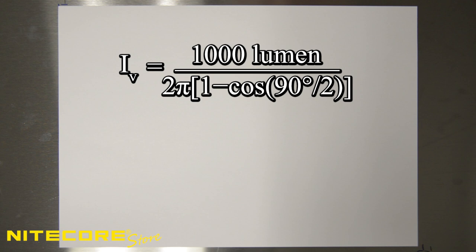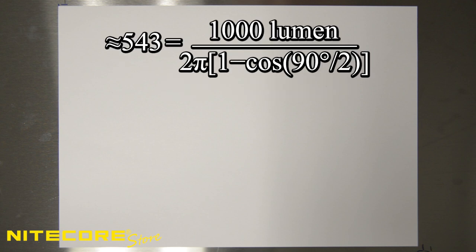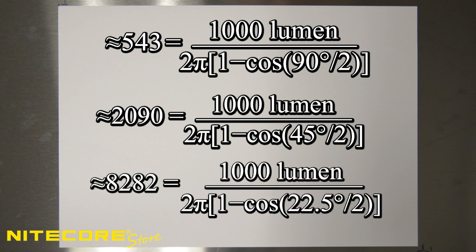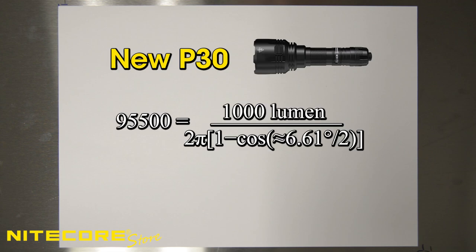1,000 lumen with an apex angle of 90 degrees yields about 543 candela. 1,000 lumen with an apex angle of 45 degrees yields about 2,090 candela. 1,000 lumen with an apex angle of 22.5 degrees yields about 8,282 candela. Thus, we can estimate about a 6.61 degree apex angle on the new Nitecore P30 because it sports a 1,000 lumen max with a reported 95,500 candela.